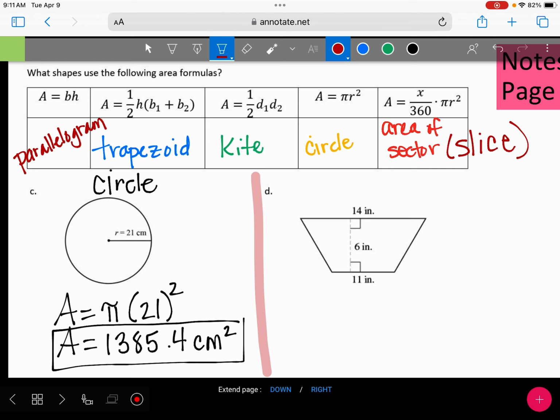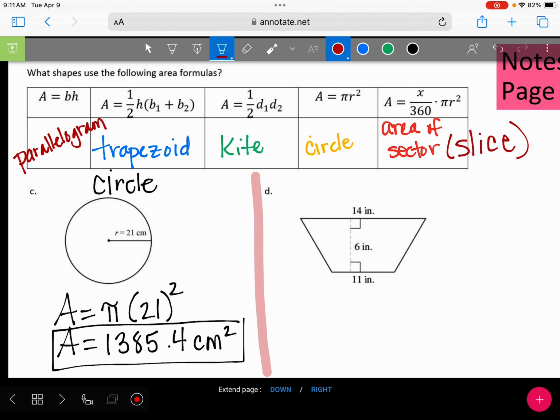And we're in the pink packet. We're on page 1 now. All right, for the second one, question D, what's the shape? What kind of shape is that? Is it another circle? So what would you say? Which formula should we use?